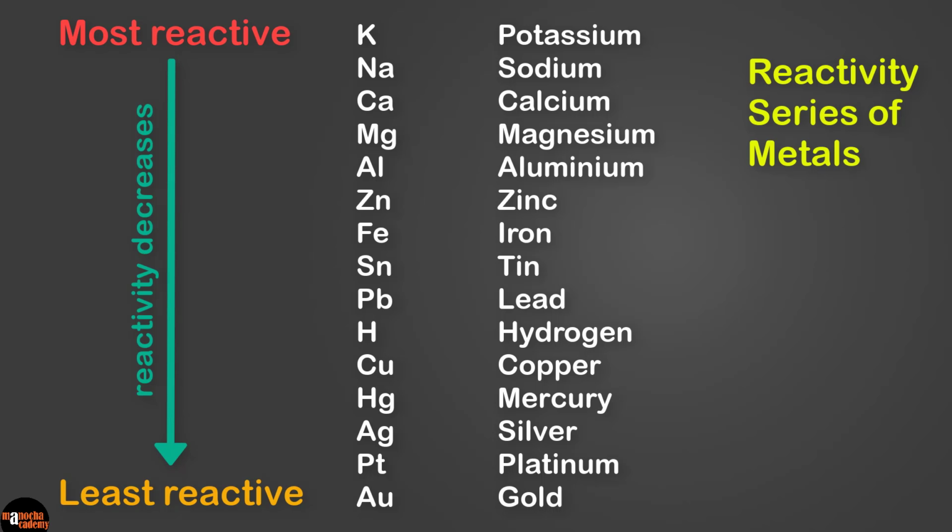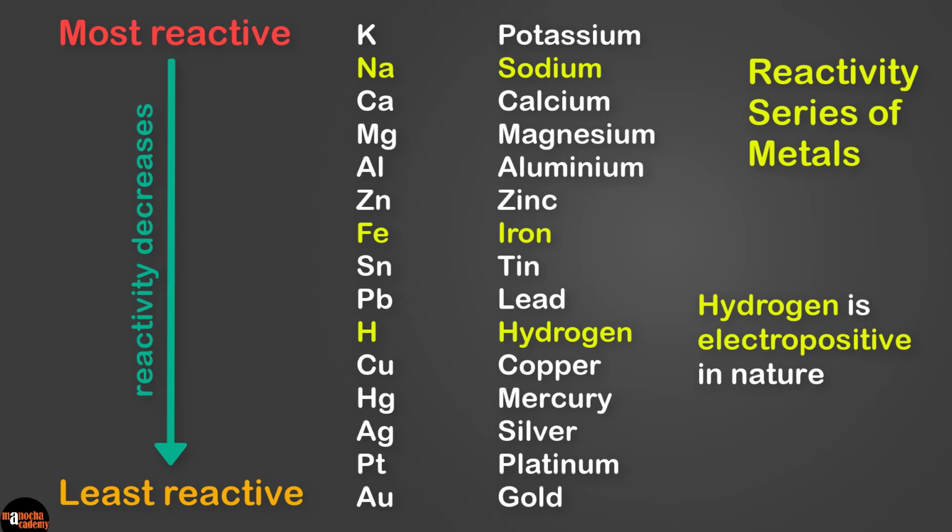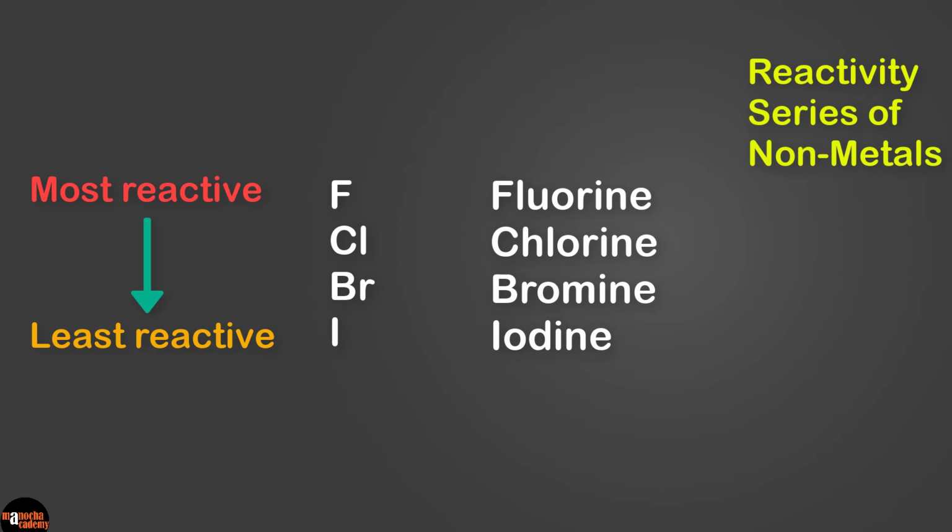For example, if you look here, sodium is more reactive than iron. Hydrogen is also in this list, even though it's a non-metal, because it's electropositive in nature and can be displaced by metals. There is also a reactivity series for non-metals, the halogens. This is what the simple reactivity series for important halogens looks like. Fluorine is the most reactive and iodine is the least reactive.